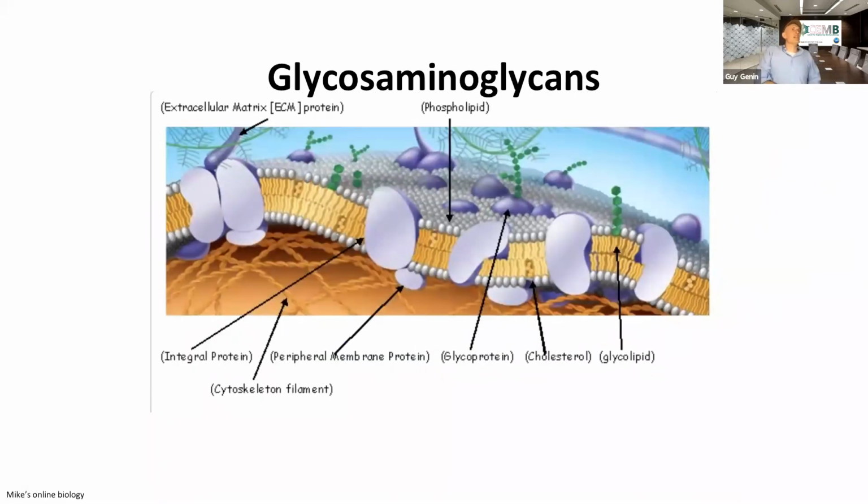All right, next on the list, glycosaminoglycans. This is a famous picture from the textbook. Often we see this really sparse environment, these glycosaminoglycans sitting on the outside of a cell membrane, and a really clear distinction between the cell membrane and the extracellular matrix.